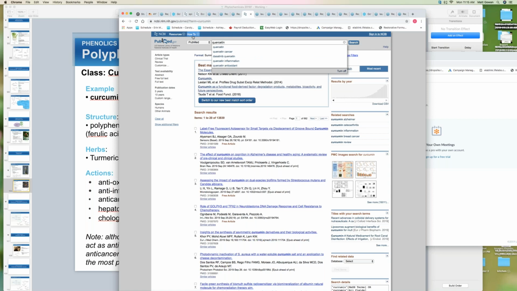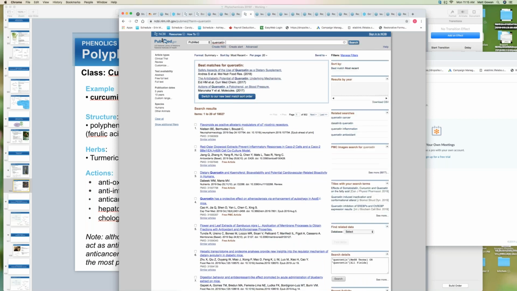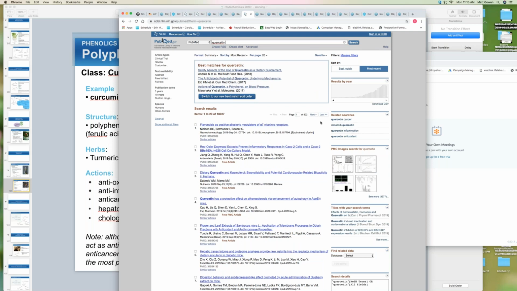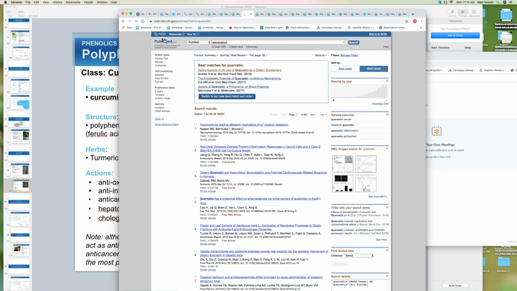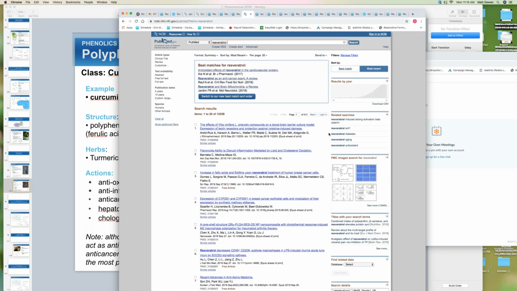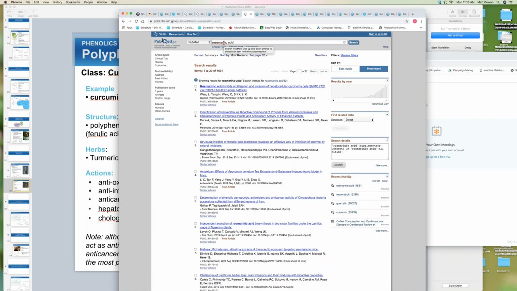Compare that to quercetin, which is one of the most important ones. It's up there, like 18,000. So there's a lot of research done on these polyphenols. Resveratrol, we're going to talk about that in a second. How's it doing? Around 12,000. So for those three polyphenols, some good research. Rosmarinic acid, only about 1,600. Not as many as the other ones, but still.